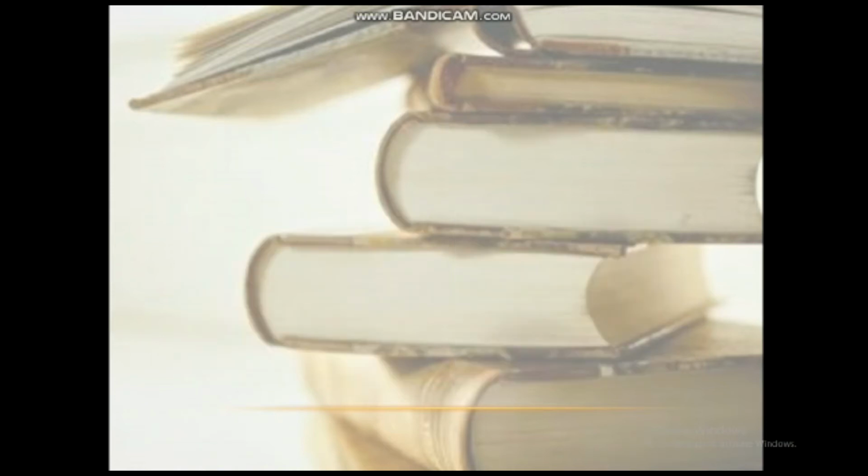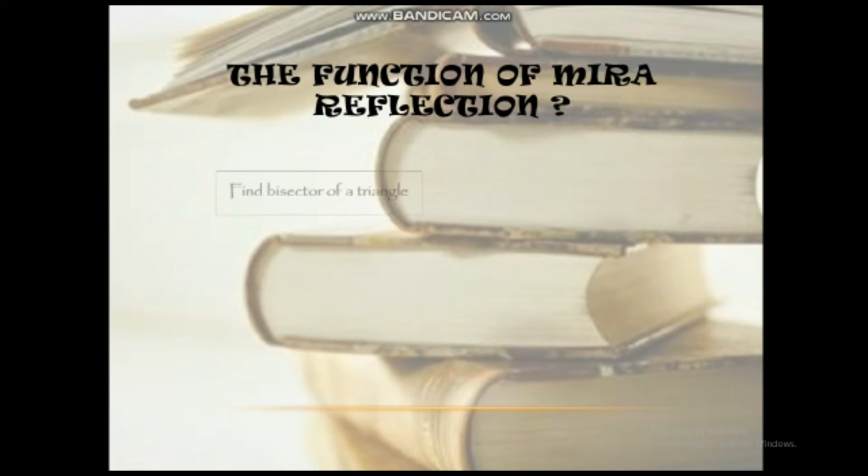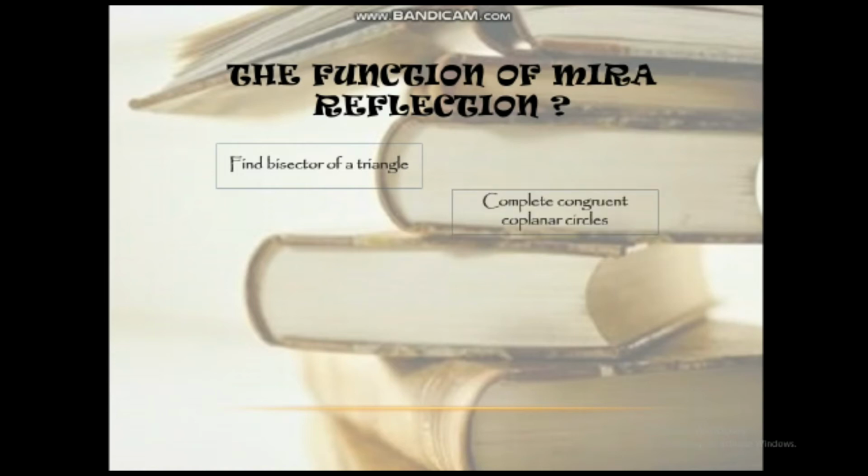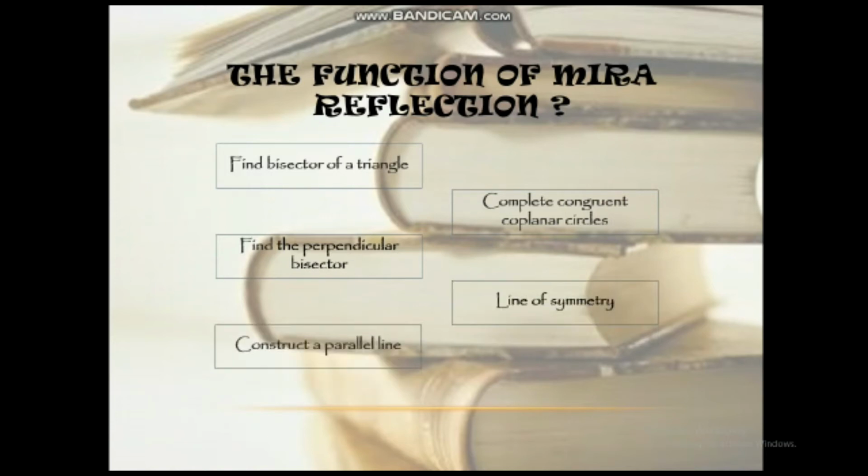So, what actually are the functions of a mirror? A mirror can be used to find the bisector of a triangle, construct a parallel line, and complete congruent coplanar circles. Using a mirror, we can find the reflection of a shape, line, and others. Not only to find the reflection, but we also use it to find the perpendicular bisector and line of symmetry, and it helps you to easily draw the reflection of the shape itself.